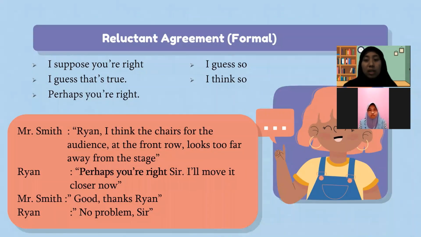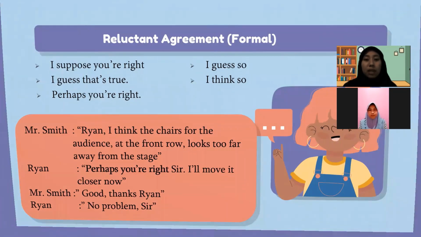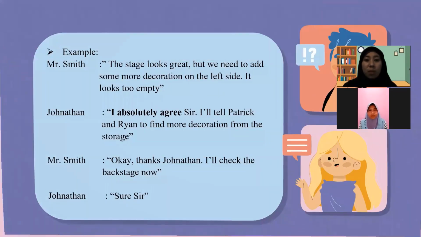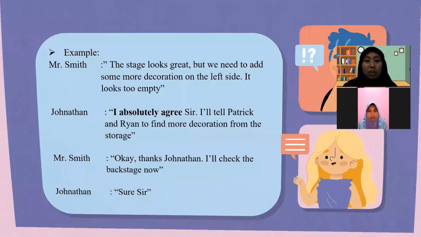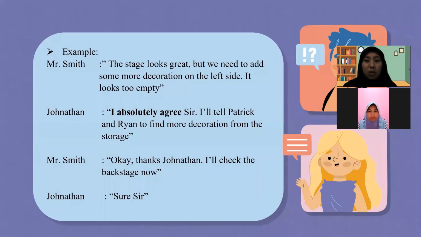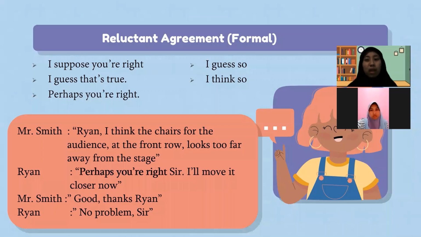So actually in agreement, we have two kinds. We have complete agreement. Complete agreement is when you 100% agree with the statement, right? And then we have reluctant agreement. You use reluctant agreement when we agree, but not really 100% sure. So let's move on to the disagreement.